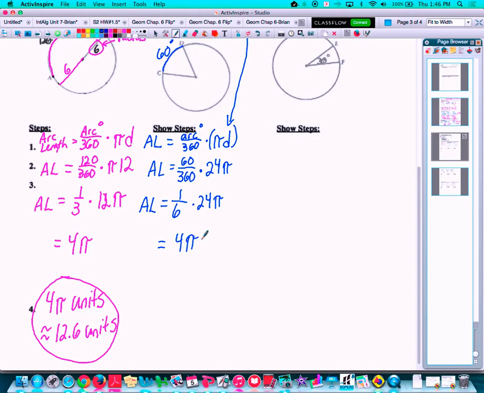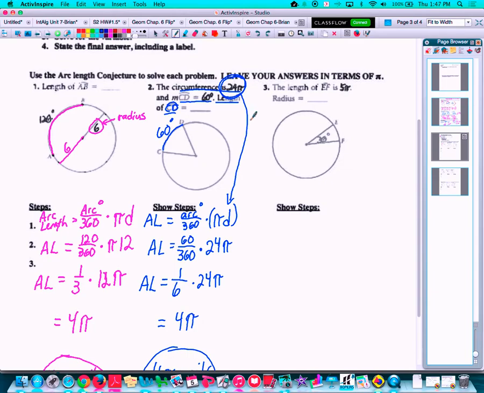So actually it's the same answer as we had in the first problem. So that arc length is 4 pi units, which again is about 12.6 units. All right, so the only real twist on that problem was that you're given the circumference, which actually means you just put that whole thing in the circumference spot, because our calculation is arc measure out of 360 times the circumference.